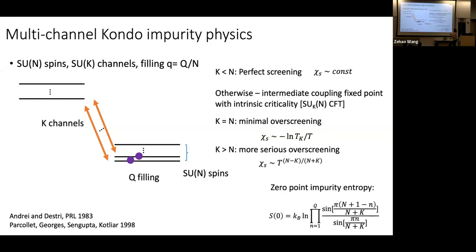And you also generically have a zero-point entropy, which has a complicated formula for generic filling. And I'll give you, again, the examples for a couple of cases. But generically, for these two cases, this zero-point impurity entropy is non-zero. And you can identify from the conformal field theories if there are any, basically, they're not fermions, any sort of statistics associated with the states in your impurity.